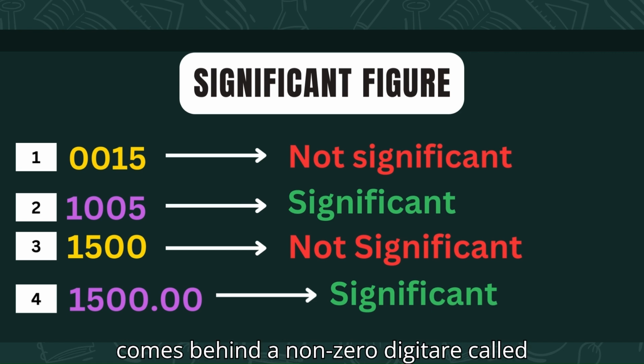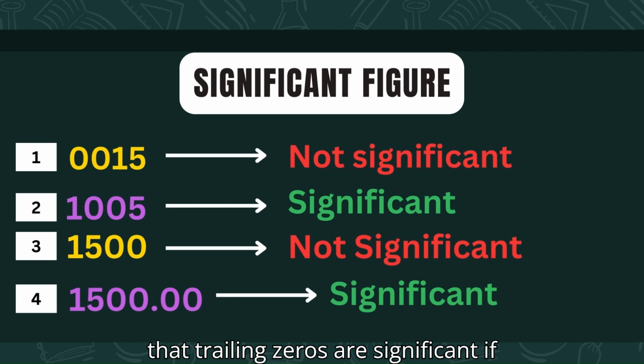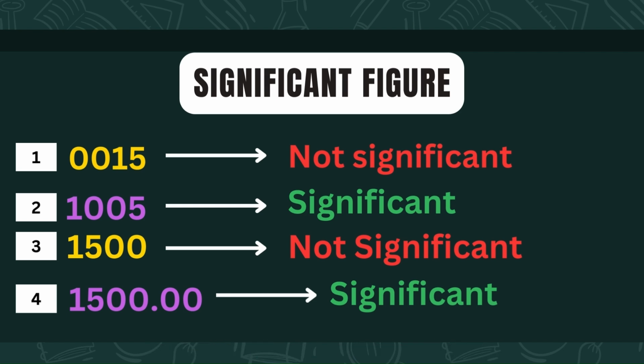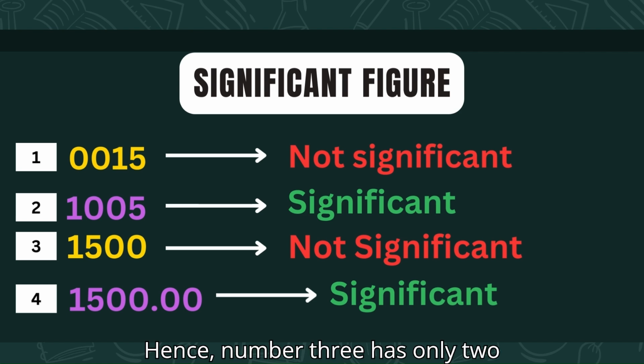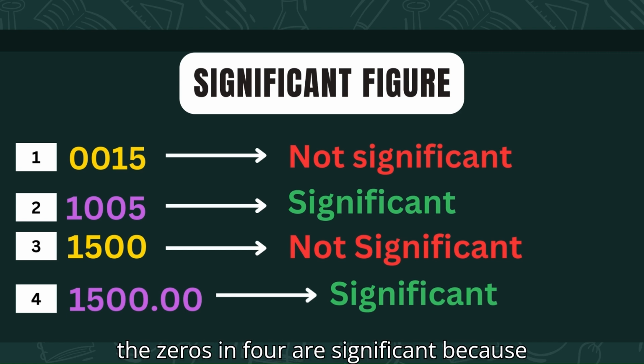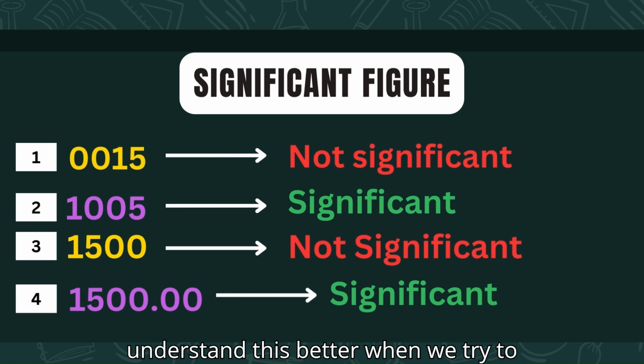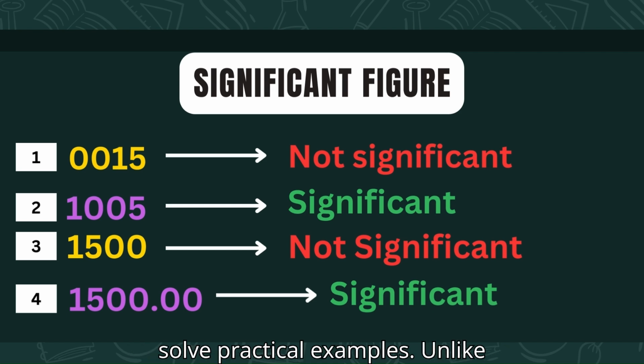Zeros that come behind a non-zero digit are called trailing zeros. Therefore, we can say that trailing zeros are significant if and only if there is a decimal point. Hence, number 3 has only 2 significant figures, 1 and 5, because there is no decimal point contained in it. On the other hand, the zeros in 4 are significant because there is a decimal point. We would understand this better when we try to solve practical examples.